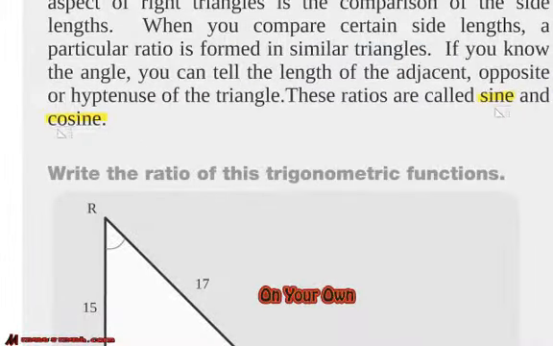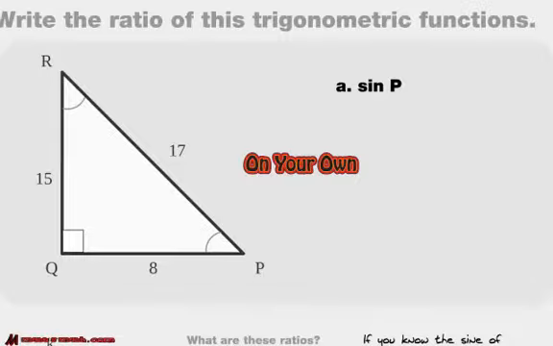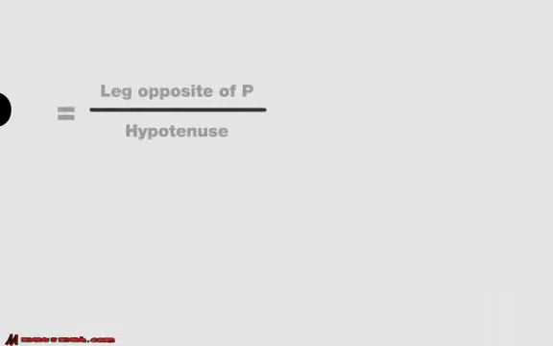All right, so let's write the ratio of these trigonometric functions. So let's talk about this one. We've got this triangle. Let's talk about what is the sine of angle P. Remember, sine is the opposite of that angle, so it's 15 compared to the hypotenuse. So we're going to write sine of P equals the leg opposite of P over the hypotenuse, and it's 15 over 17.